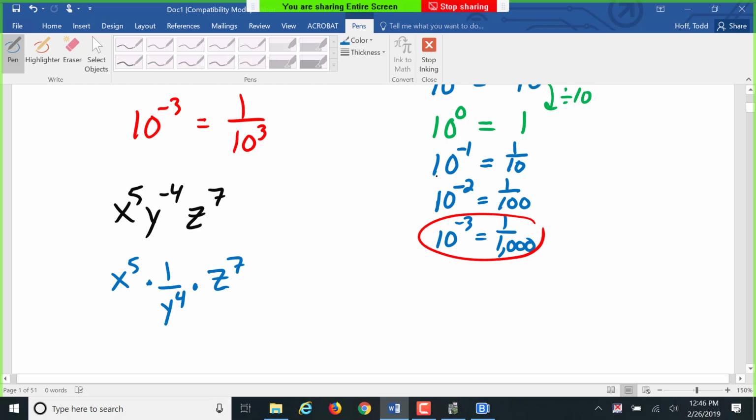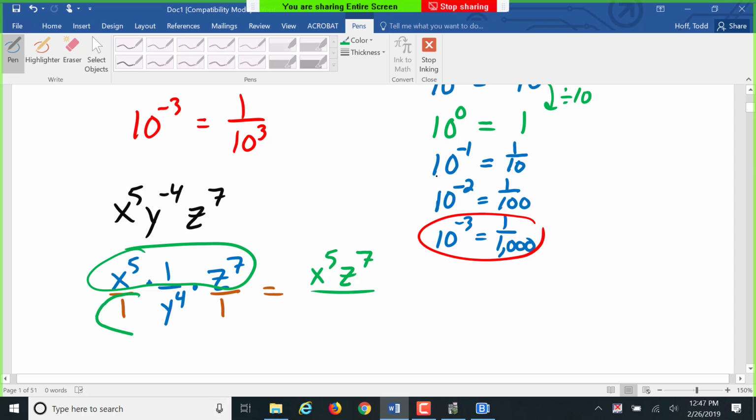Well, to make this a little bit cleaner, instead of having it written out like that, we'll multiply them together. So we make the x to the 5th a fraction, x to the 5th over 1. We'll make the z to the 7th a fraction, z to the 7th over 1. Now if we multiply out on top, x to the 5th times 1 times z to the 7th, that's x to the 5th, z to the 7th. On bottom, 1 times y to the 4th times 1 is just y to the 4th. That's our result right there.